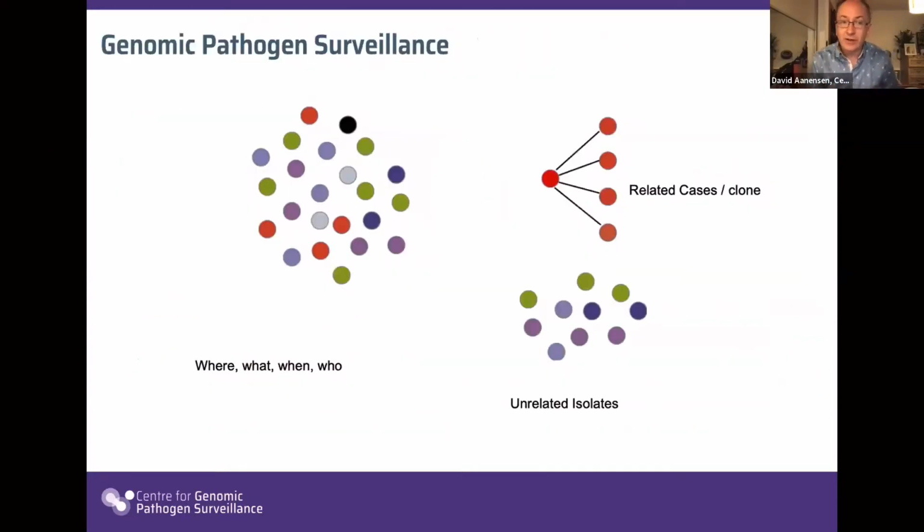As some background, one of the reasons we are interested in genomic pathogen surveillance is that in infectious disease epidemiology more generally, one of the major questions we try to answer is, if we have a series of cases of a particular pathogen, we want to understand where they are, what the bug is, when they occurred, who the individuals were who were infected, and to tease apart cases that are related to each other from unrelated cases elsewhere. And genomics allows us to do that unambiguously.